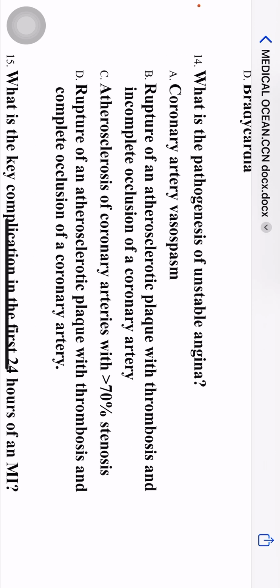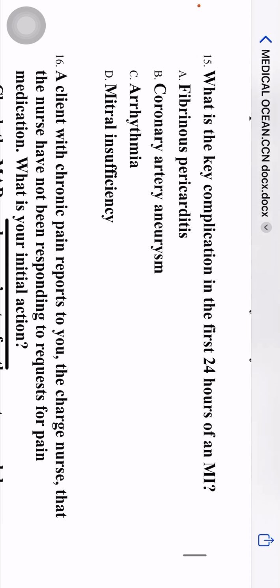14. What is the pathogenesis of unstable angina? Coronary artery vasospasm; rupture of an arteriosclerotic plaque with thrombosis and incomplete occlusion of a coronary artery; arteriosclerosis of a coronary artery with 70% stenosis; or rupture of an arteriosclerotic plaque with thrombosis and complete occlusion of a coronary artery. Unstable angina: option B is the correct option.